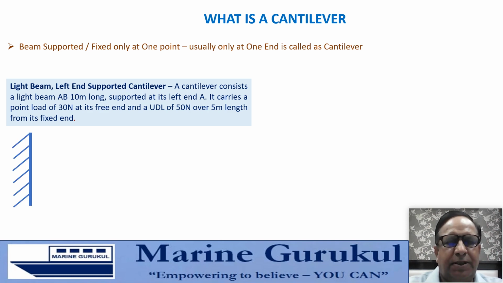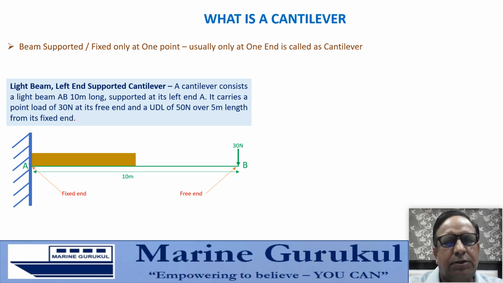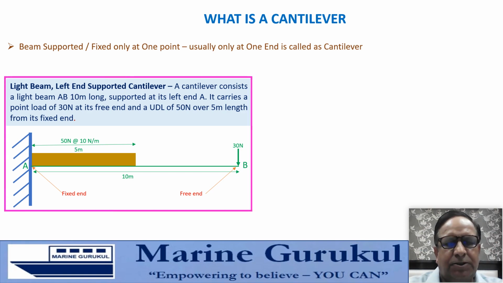This cantilever can be represented by the support here, where it's supported. This line represents the beam AB, 10 meters in length. A is the fixed end. B is referred to as the free end. It carries a point load, or a point force, at the free end of 30 newtons, and a uniformly distributed load of 50 newtons is placed over 5 meters from its left end. You can see the UDL and the point load both put on the beam, and we have this cantilever which can be represented like this.